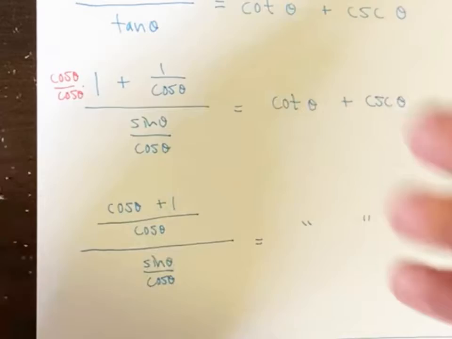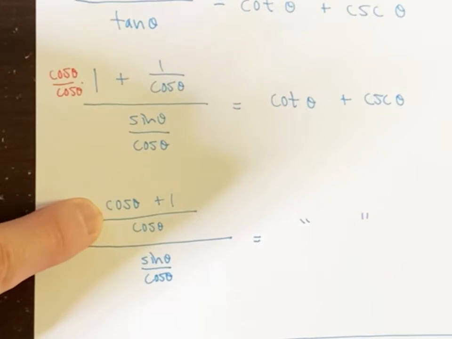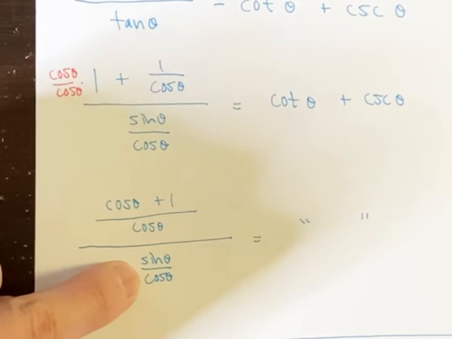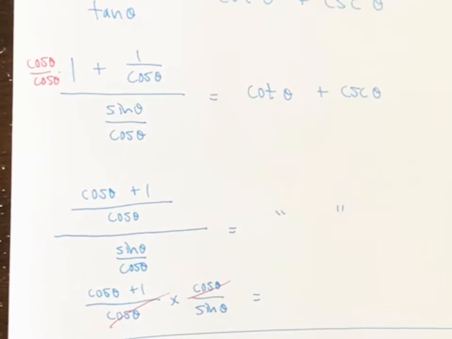Now let's do that thing again where we're dividing fractions. So let's multiply by the reciprocal. Keep the top fraction the same and multiply by the reciprocal of that. And if you do that, the cosine knocks out the cosine, and so we're left with this on top of that.